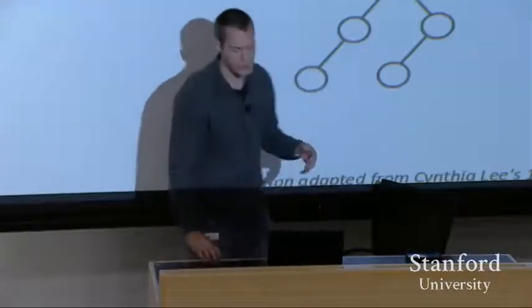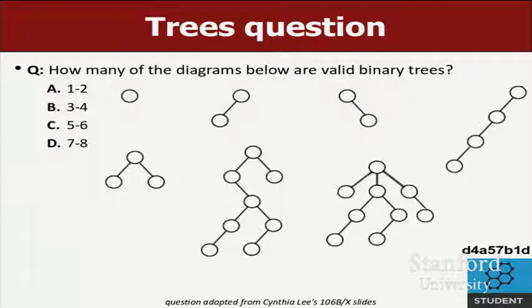So here are some pictures of things that might be thought of as trees. How many of these pictures do you think represent valid binary trees? 1 or 2 of them, 3 or 4 of them, 5 or 6 of them, or 7 or 8 of them? I guess, wait, there's only 7 pictures, right? So I guess D really means all 7 of them. Take a look and tell me what you think. You can talk to other people if you want to.